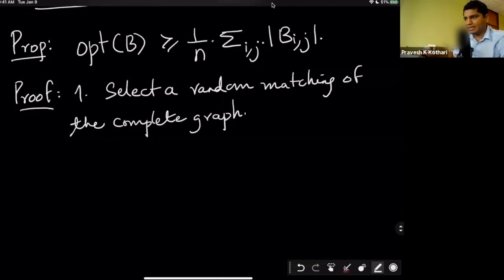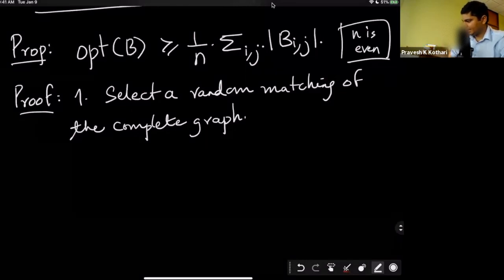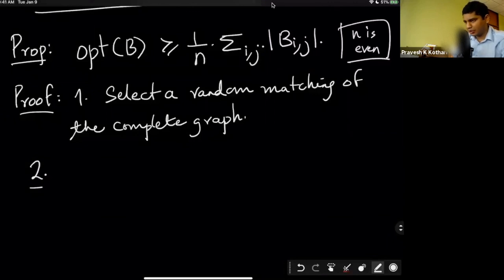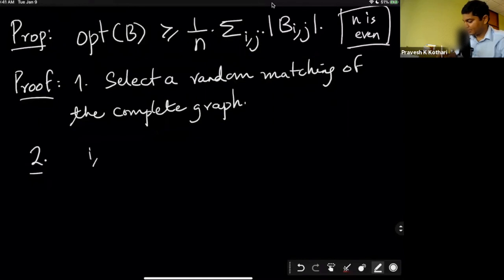At the end, you'll basically have partitioned the n vertices. Let's assume n is even. The odd case actually doesn't matter, but for now, say n is even. If n is even, I can construct a perfect matching of the n vertices. Now I'm going to give a distribution over assignments for each choice of this matching. So let's say i, j is in the matching.